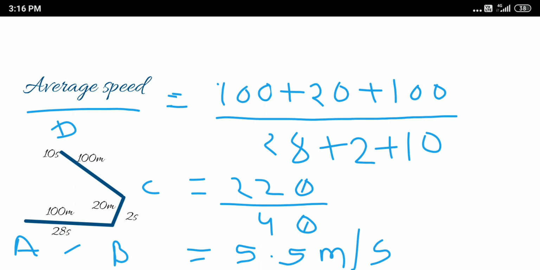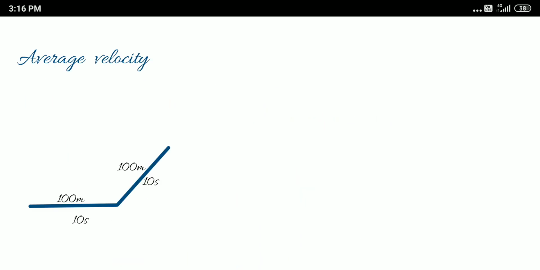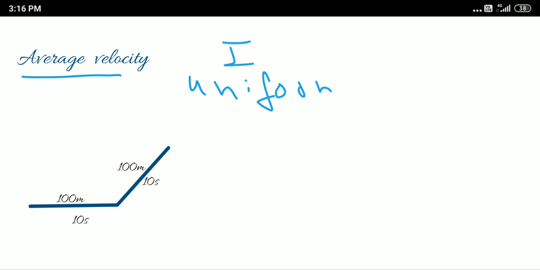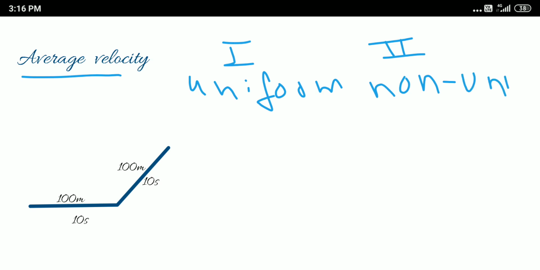Moving to the next, how do we find average velocity? Simply, students, as we know, average velocity will only be found when an object is moving with variable velocity, and variable velocity has two cases. First case, when an object is moving at a uniform rate, and second case, when the object is moving at a non-uniform rate.